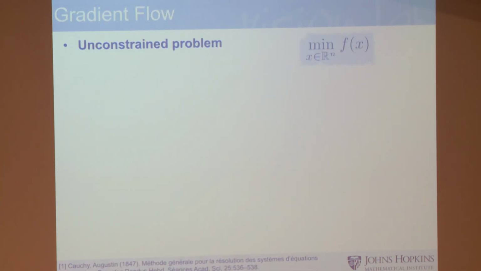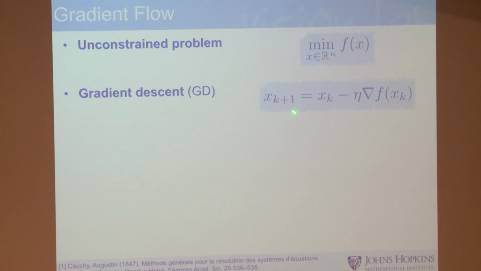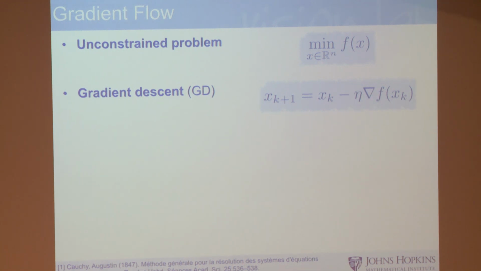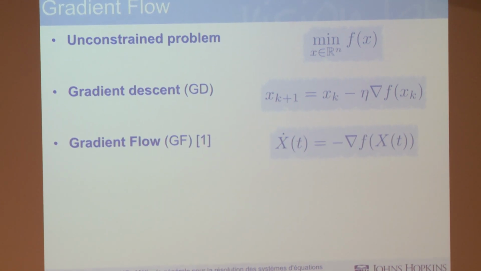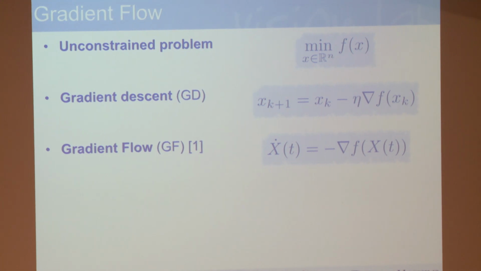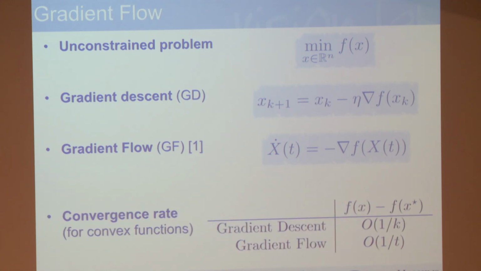So this area is by no means new. This is one of the first examples, 1847. So you begin with an optimization problem. What you do is, for example, let's say you're trying to understand gradient descent. So the new x is equal to the previous x minus some learning rate times the gradient. You can easily see that if you take the difference and divide by that and take the limit as eta goes to 0, you're going to get the following differential equation, which is the classical gradient flow, and that was studied by Cauchy.